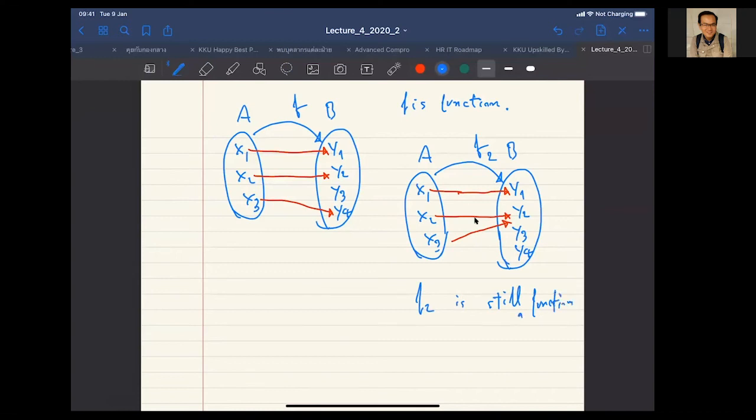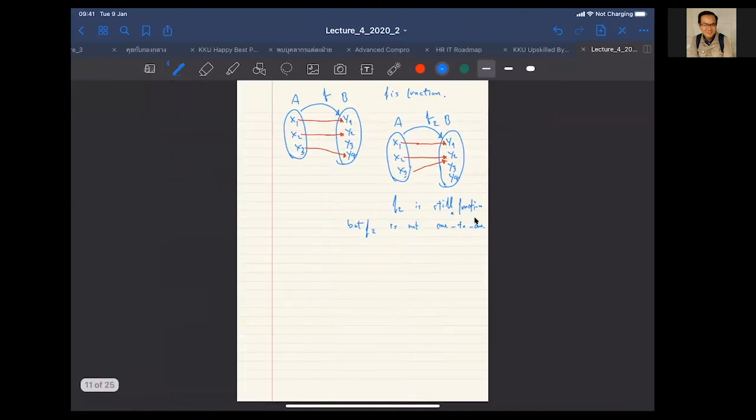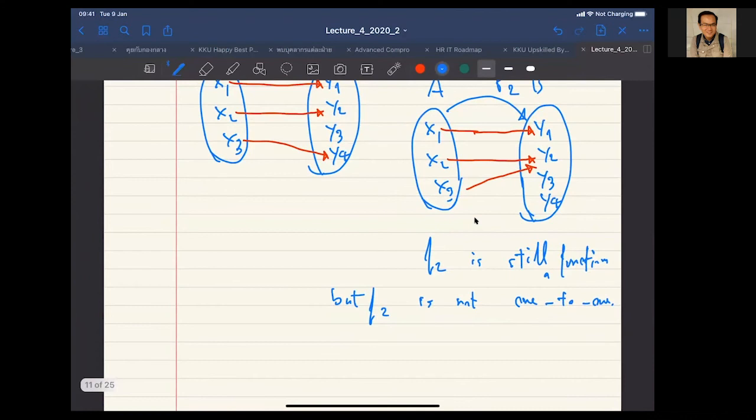It is still a function, but F2 is not 1-to-1, because by the definition, basically, every element in B has to only have one connection from an element in A. So F2 is a function, but it's not 1-to-1. Why? Because X2 and X3 are linked to Y2. They are linked to the same member in B, okay?